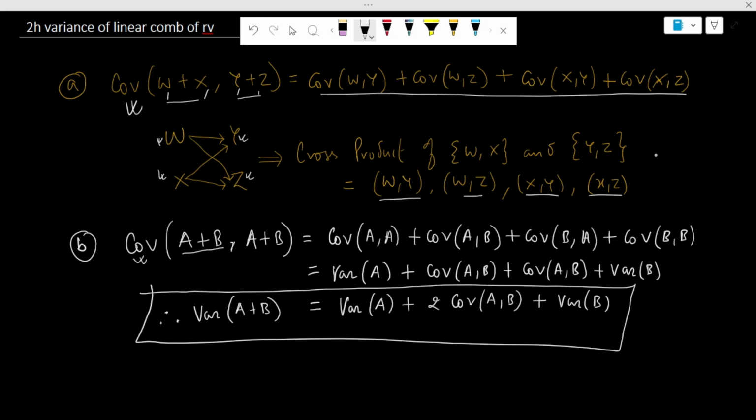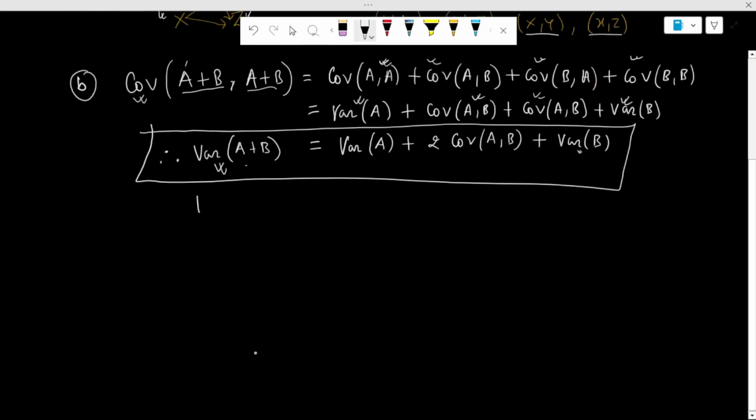Drawing from the above expression, now let us see how to calculate the covariance of a plus b with itself, a plus b, which is equivalent to calculating the variance of a plus b. Again, if we take the cross product of a, b with a, b, then we get these four pairs of variables, and we calculate the covariance and sum them all. The covariance of a with a is equivalent to the variance of a. Covariance of ab and covariance of ba are symmetric, so it is equivalent to twice the covariance of ab. And the covariance of bb is equal to the variance of b. Therefore the variance of a plus b is equal to variance of a plus twice covariance of ab plus variance of b. Now from this relationship, what happens if we want to calculate the variance of a minus b?